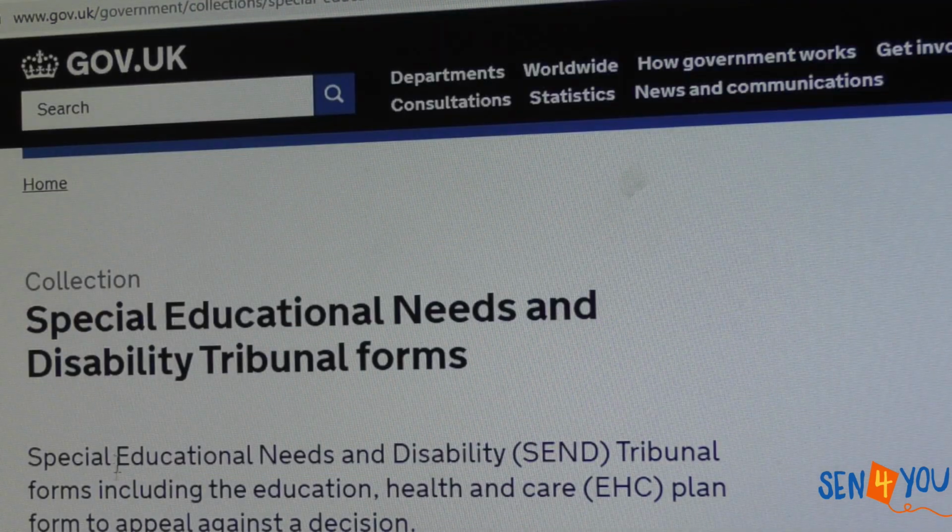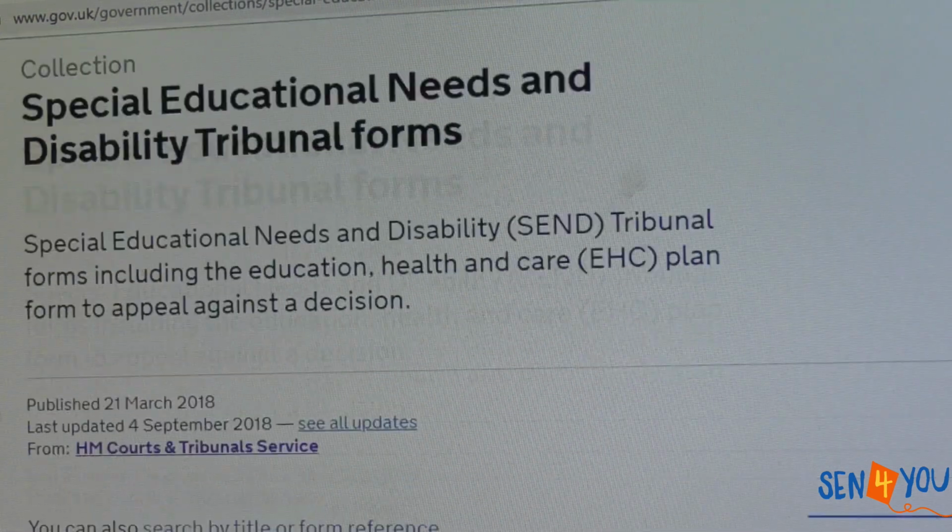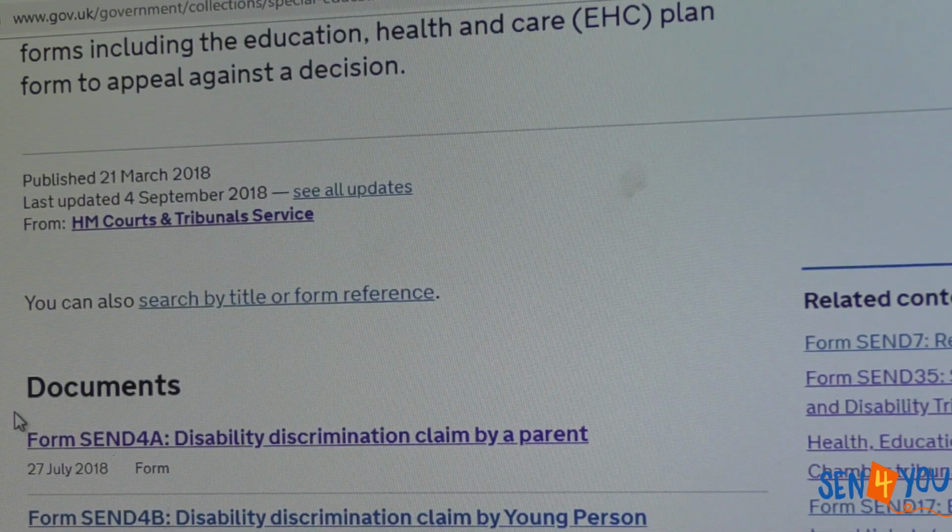Then we go into the forms. In the forms section, this is where you'll get all the information you need to be able to register your appeal. So let's just have a little run through and see what's here. The SEN Tribunal also deals with claims of disability discrimination. So if you want to bring a disability claim, these are the forms to be completed if you're the parent or, as I've said in earlier videos, the young person where they're 16 plus can also now bring their own claims.